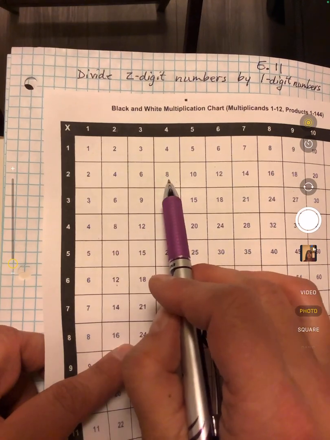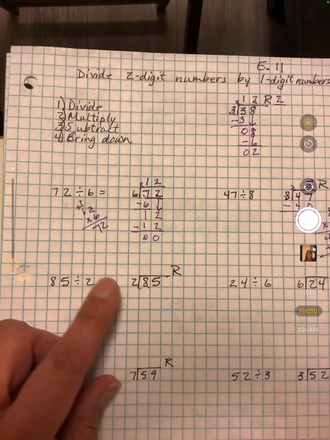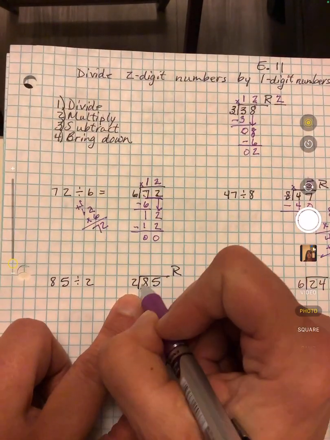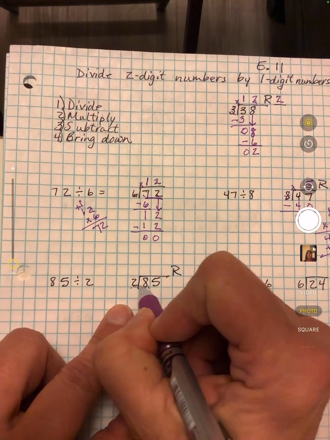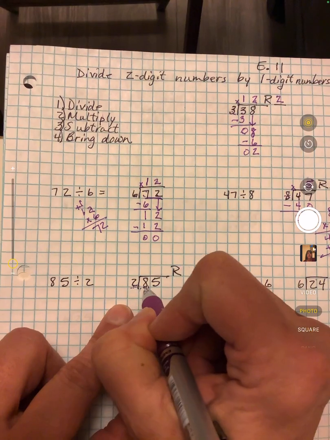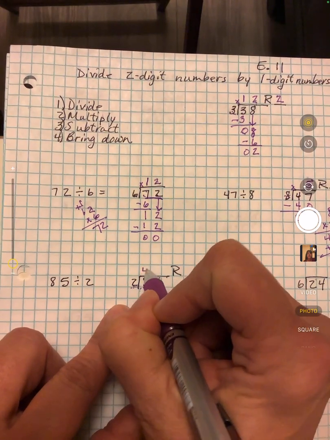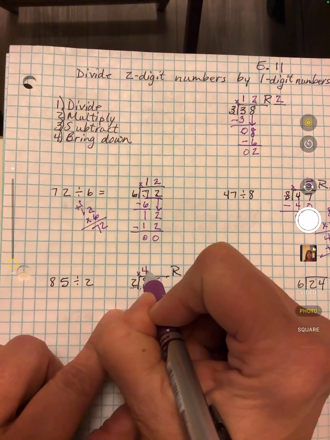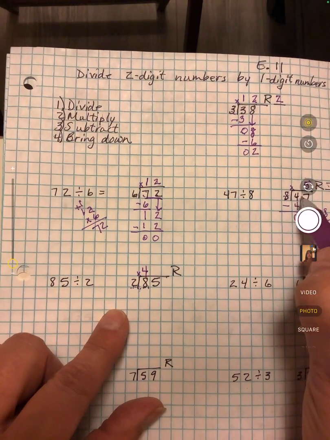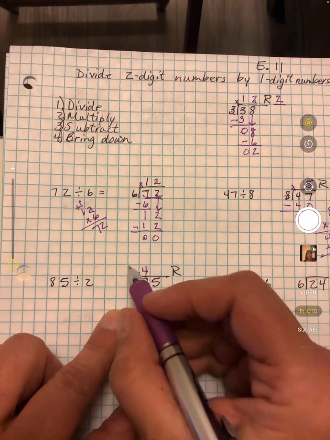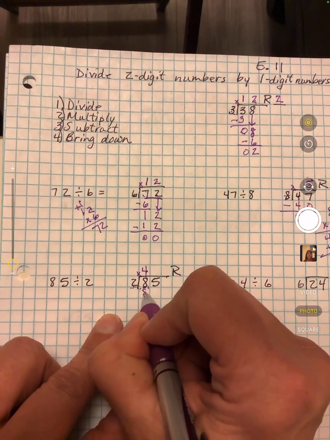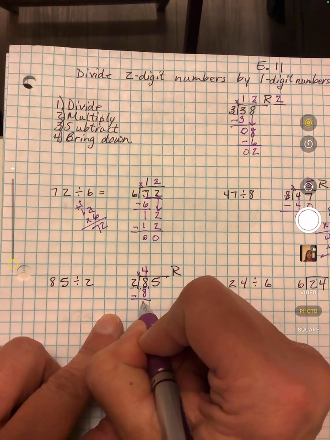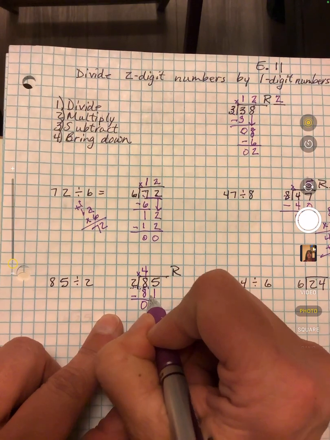2, oh, yes it can, 4 times. So in order to figure that out, you just have to ask yourself, can I put this number into that number? Can I put 2 into 8? Okay, up here I could not put 8 into 4. So 4 times 2 is 8. We get 0, and then we bring down our 5.